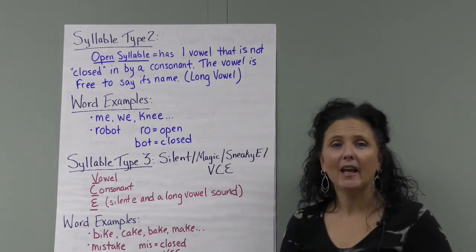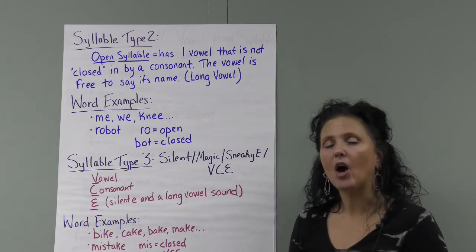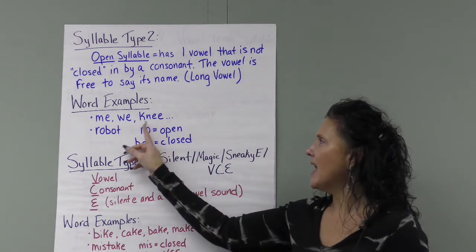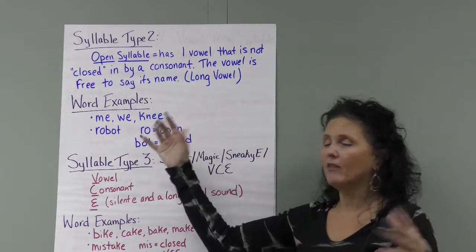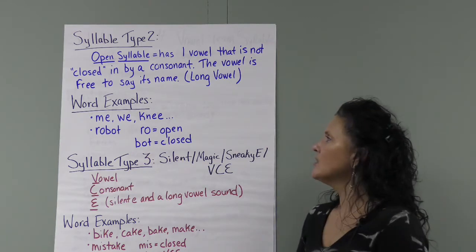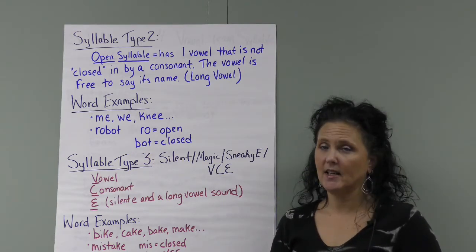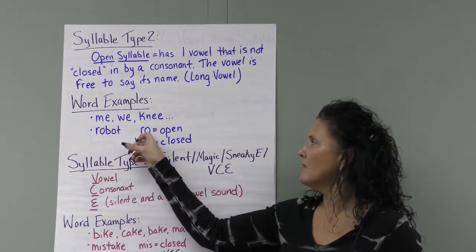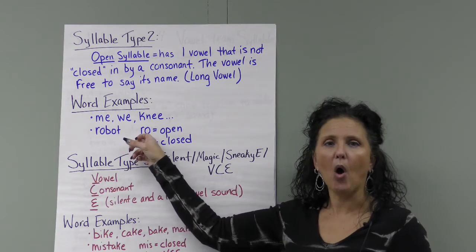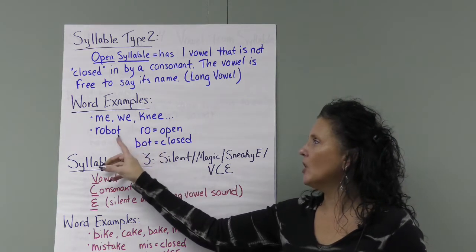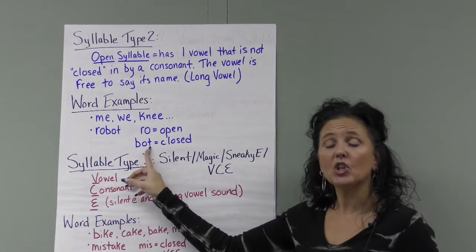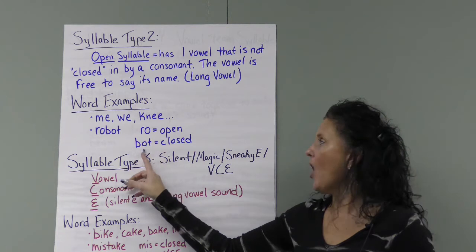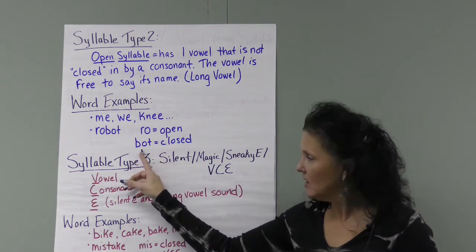So here are some examples. The word me. You can hear the E: me, we, knee, right? All of those are one vowel sound, and they say their name. They're open. There's no consonant holding it in. Here's a compound word, robot. If we look at row, the first syllable, it's open because there's the vowel and it says its name. O, row. If we look at bot, it's closed again because we have the T, which is a consonant at the end, and the ah sound, not O like row, but ah like bot, robot.